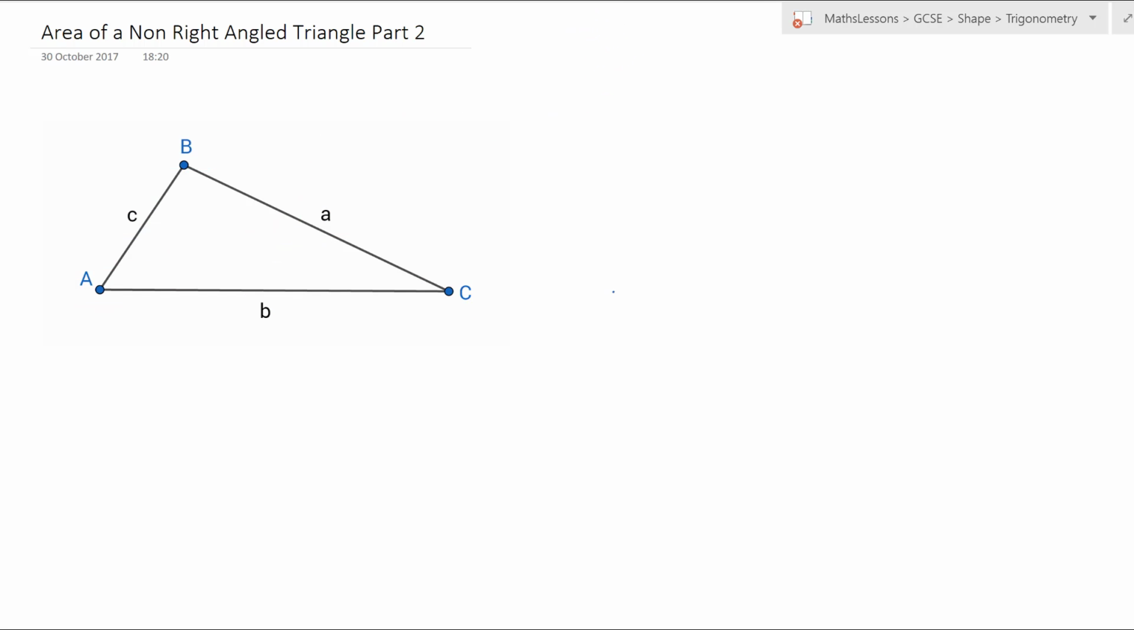Now we obviously need to create ourselves a right angled triangle, so we'll do that again. I'm going to drop a right angle down here and we'll call this point X. We need to work out the length of BX to find the height of this triangle, and then we can multiply by half the base to get the area of the triangle. So let's have a go at doing that.